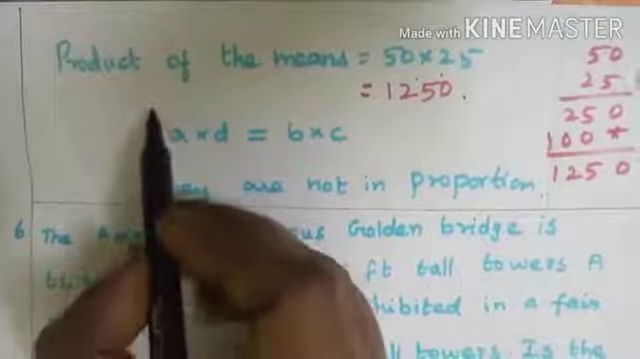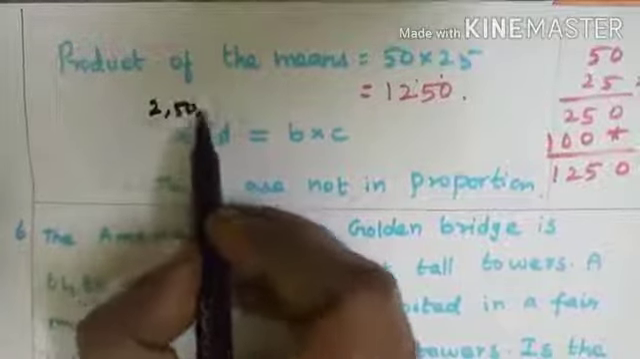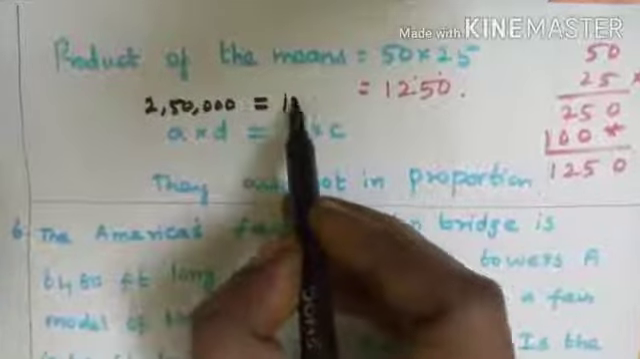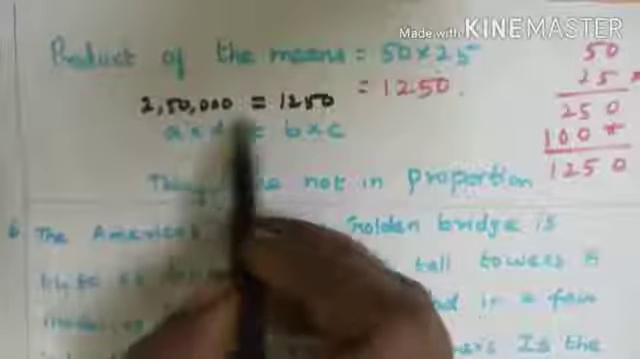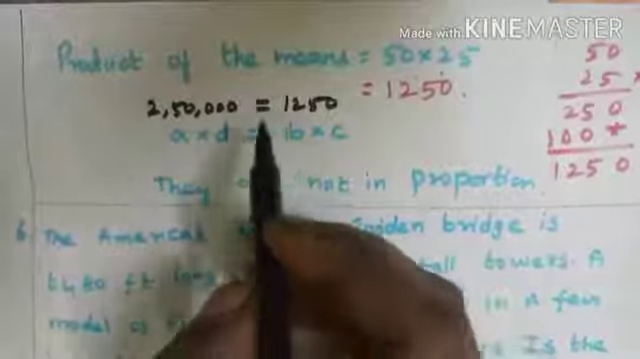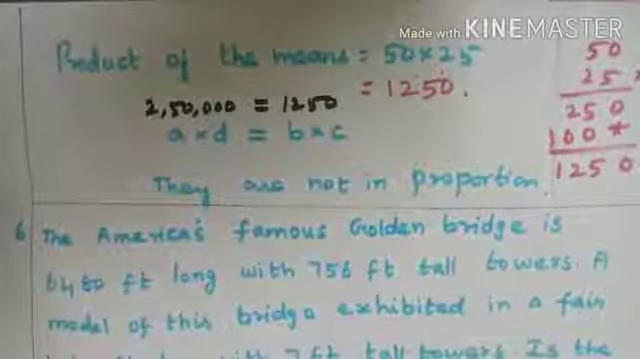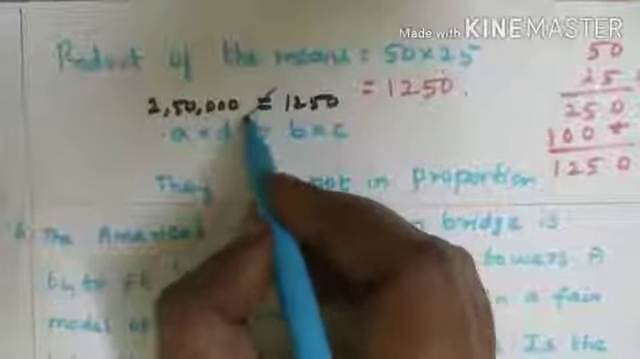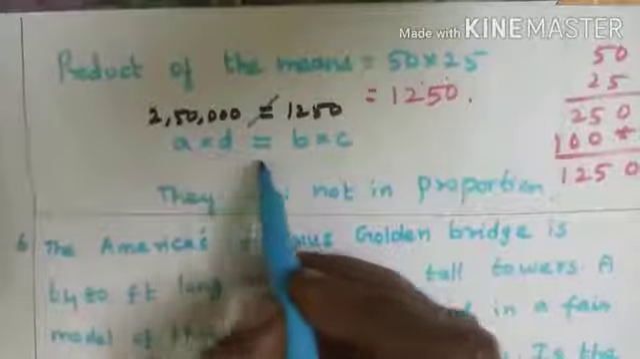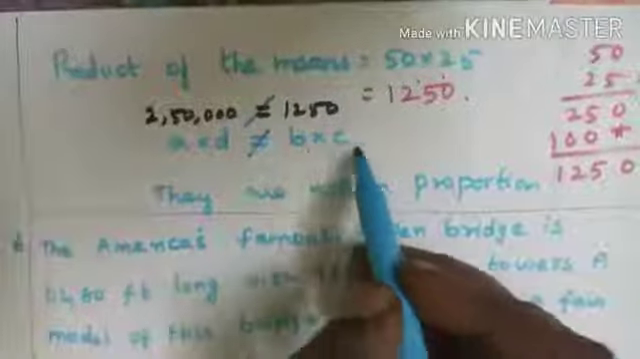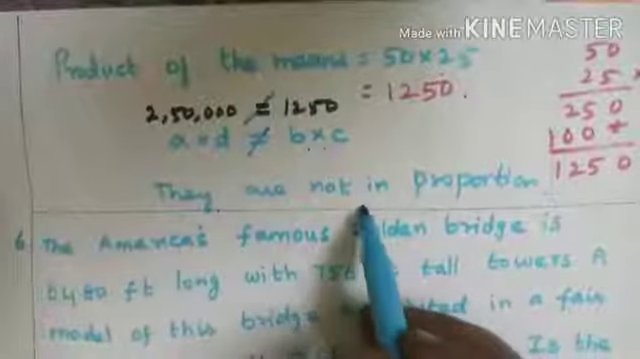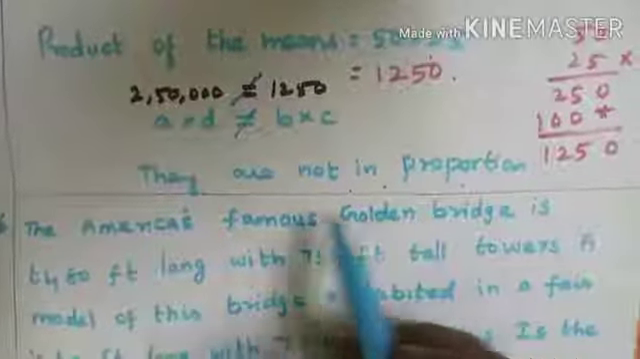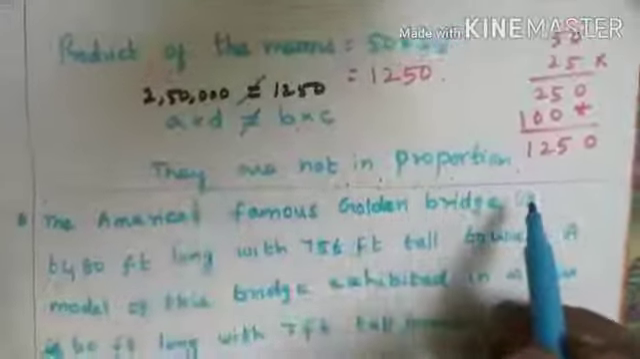So here the product of extremes, we got 2,50,000. And here the product of means is 1250. Therefore is it equal? No, they are not equal. So for not equal, what we have to put? We have to put an equal symbol and strike it like this. So A into D not equal to B into C. Therefore they are not in proportion. If you are not getting the same answer, we have to write they are not in proportion.